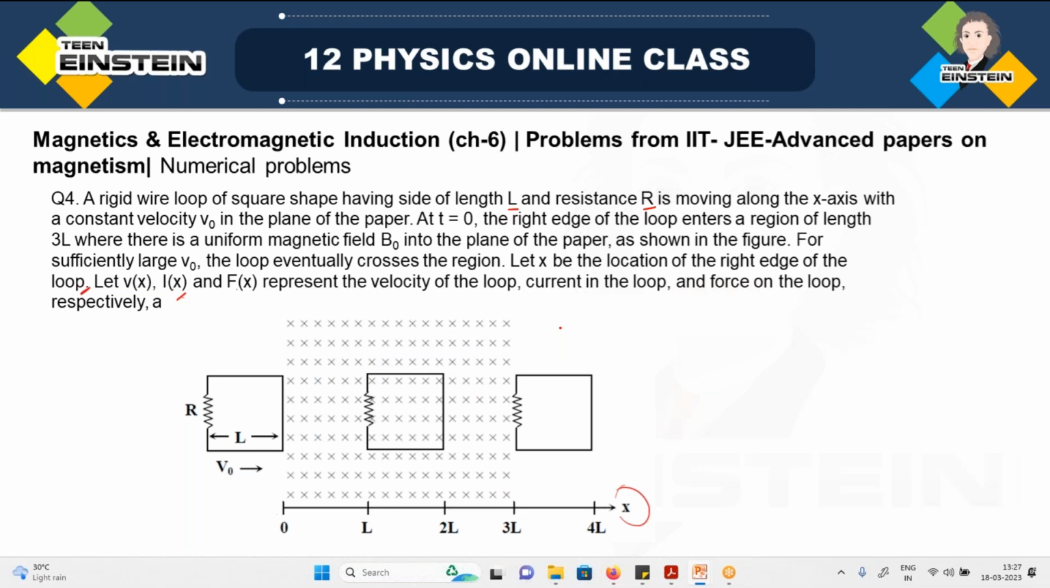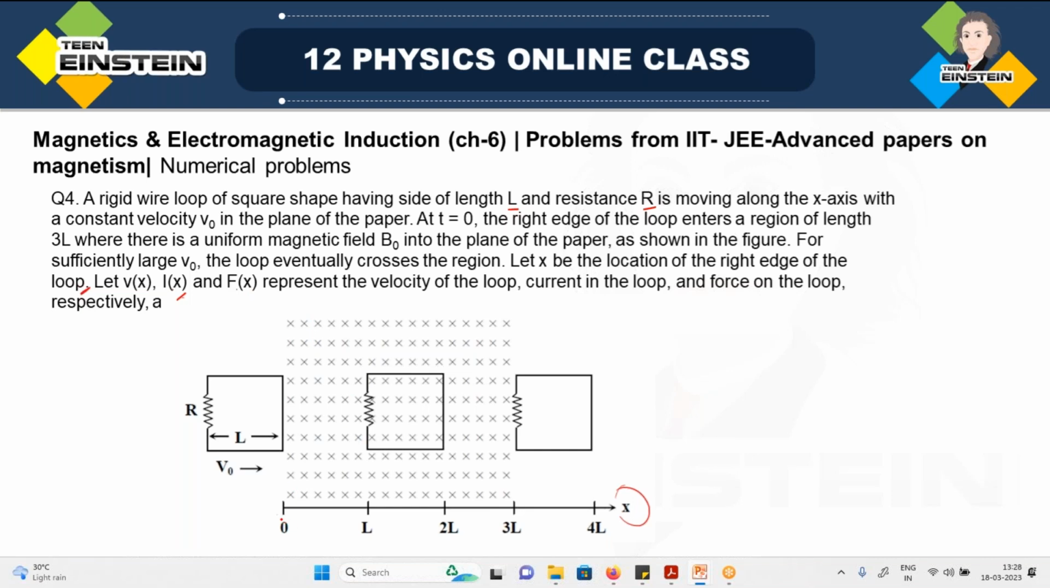So the loop is in the plane of the paper. Velocity is along the plane of the paper, but the magnetic field is in the direction perpendicular to the plane of the paper. So first of all, we have to find out how current is getting induced in different regions.